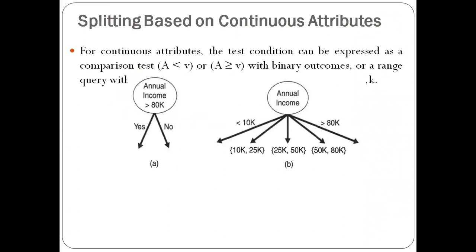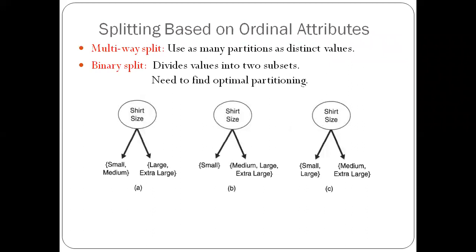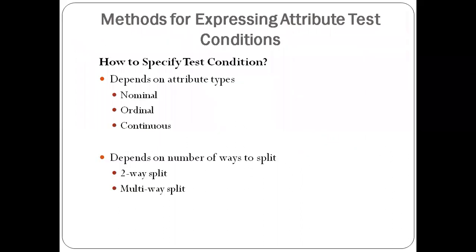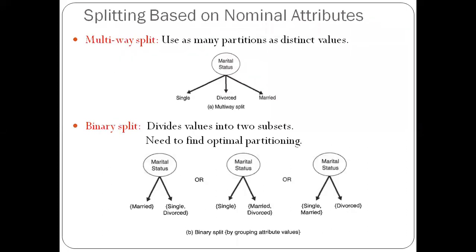Based on that, we can specify the test condition. One more method is based on the number of splits, whether it is a binary partition or a multi-way partition. Based on that also we can specify the attribute test condition. So this is the first thing that we have discussed, that is, the method to specify the attribute test condition based on the type of attribute.